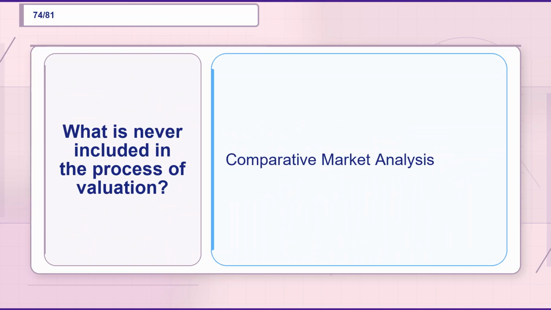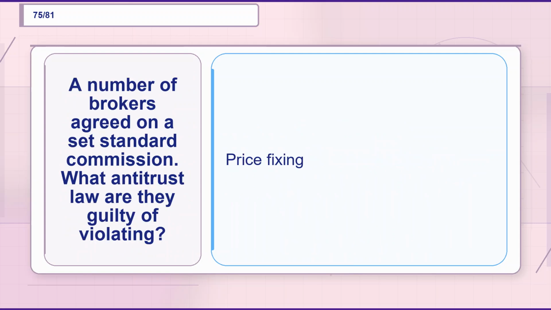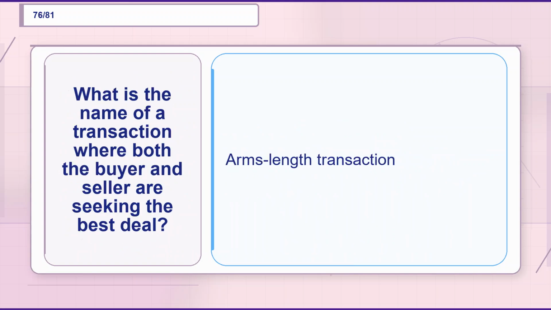Flashcard 74. Term: what is never included in the process of valuation? Definition: comparative market analysis. Flashcard 75. Term: a number of brokers agreed on a set standard commission. What antitrust law are they guilty of violating? Definition: price fixing.